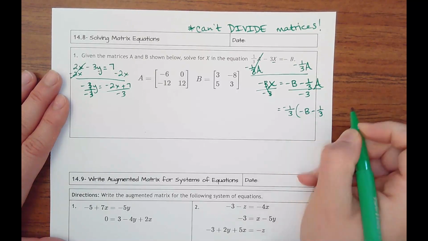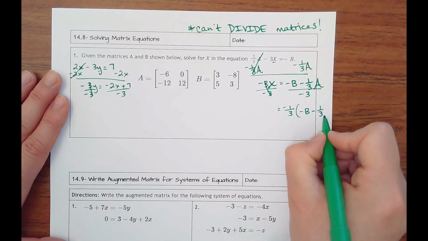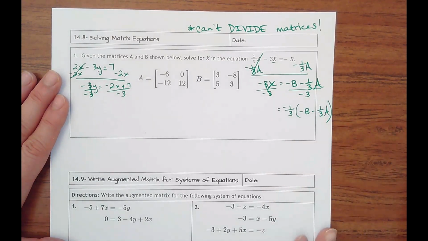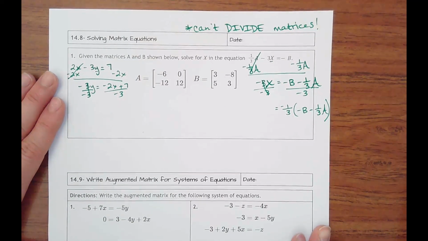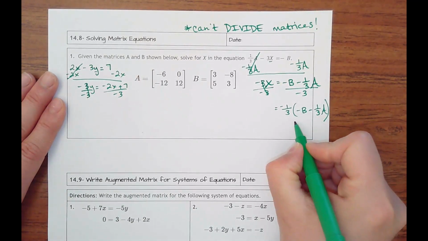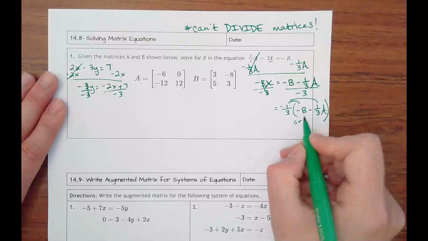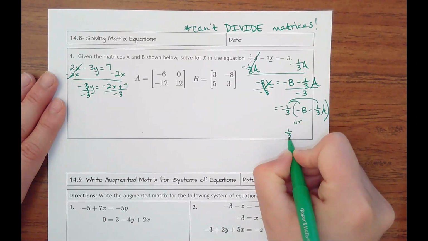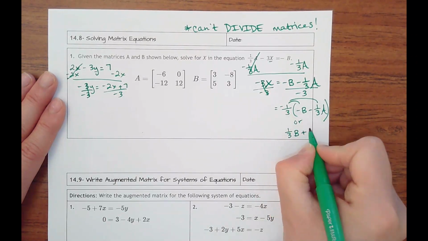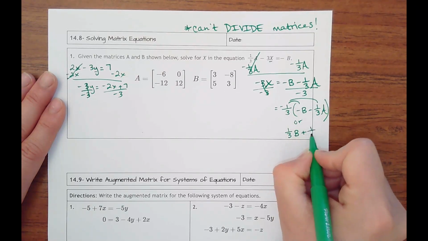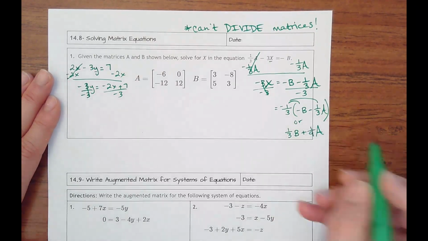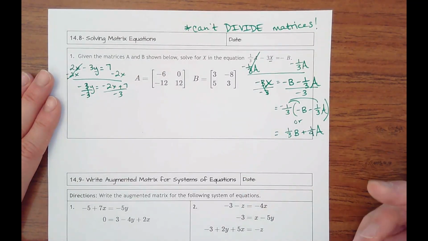So dividing by 3 is the same as multiplying by 1/3. So dividing by negative 3 is the same thing as multiplying by negative 1/3. So you could do this, or you could distribute and get a positive 1/3 times B and a positive 1/9 times A. But you do risk the chance of maybe making a mistake in your multiplying. So let's try this one.